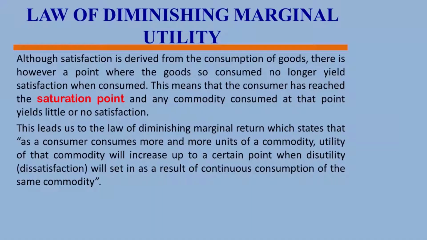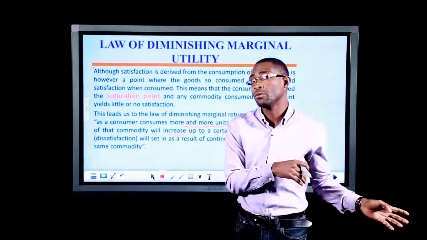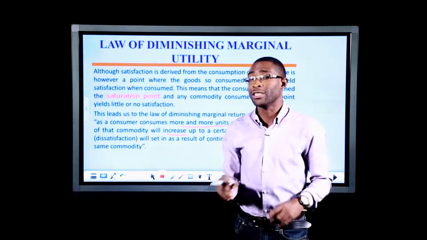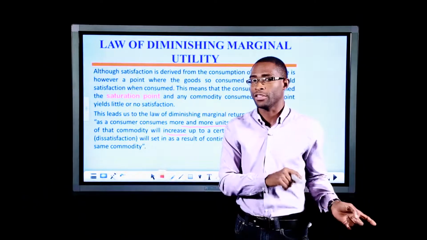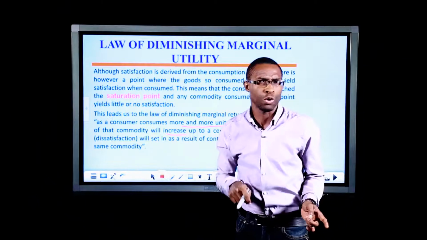Let's look at the law of diminishing marginal utility. This law states that as a consumer consumes more and more units of a commodity, utility of that commodity will increase up to a certain point when disutility, meaning dissatisfaction, will set in as a result of continuous consumption of the same commodity. Like I said in the example I used, when you took the 4th bottle, you're not taking it to quench thirst. You're taking it because you're addicted to Coke.